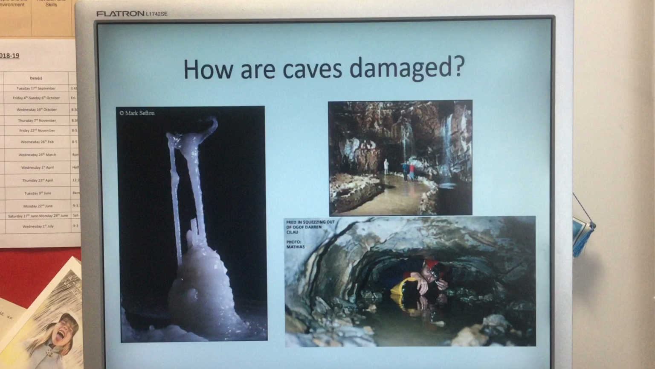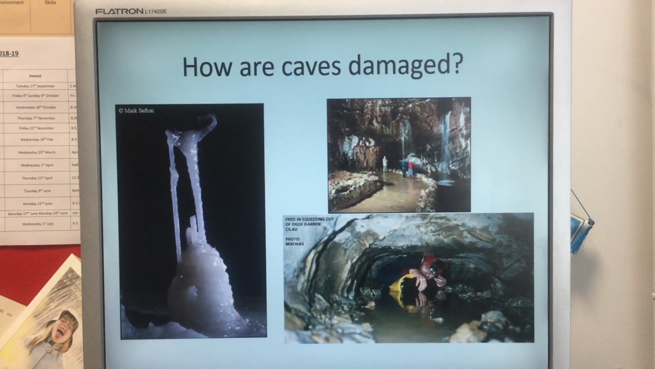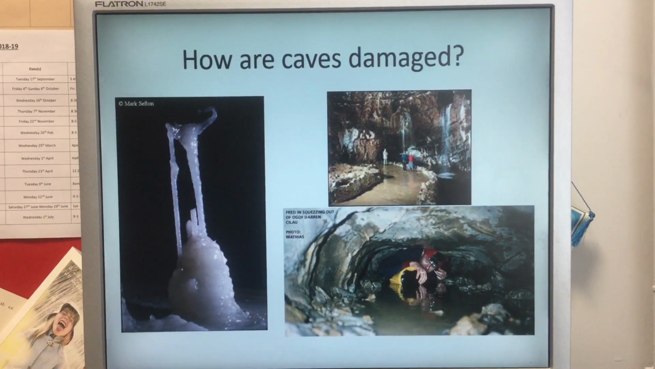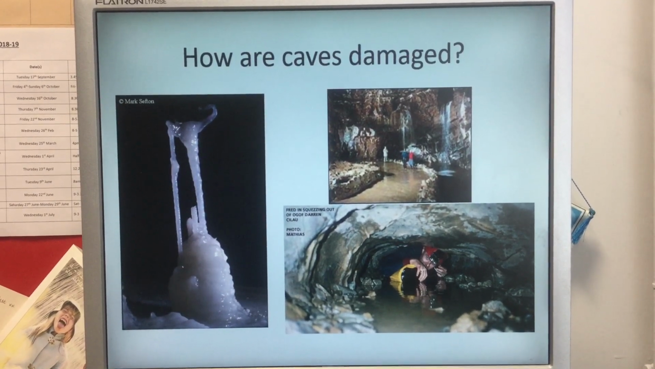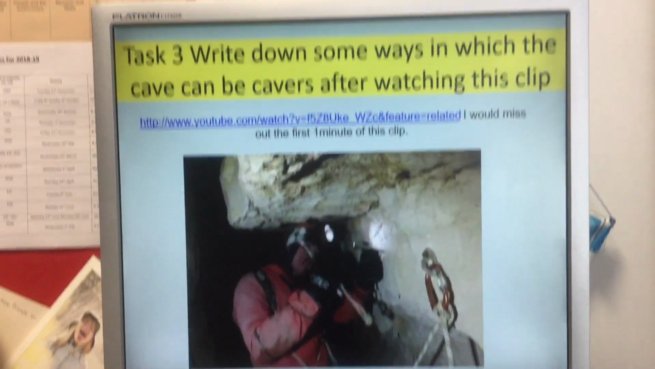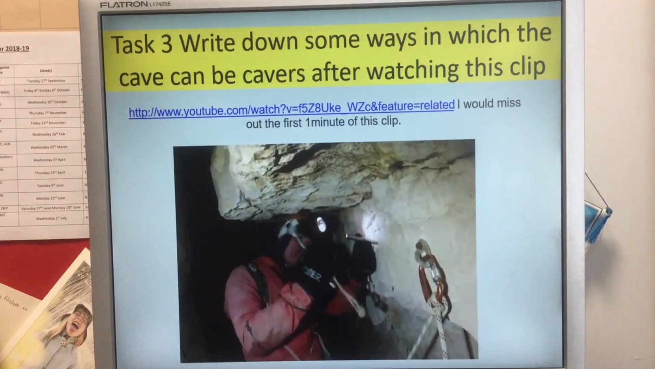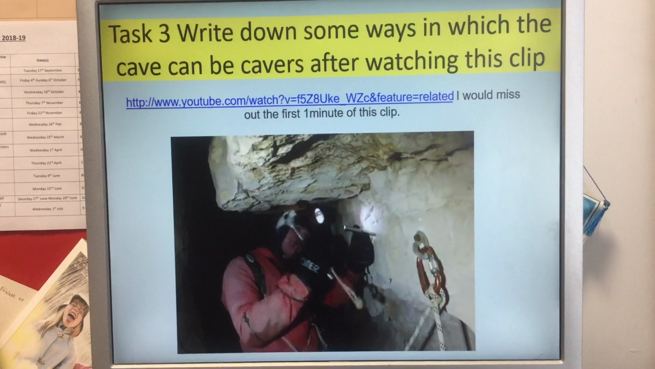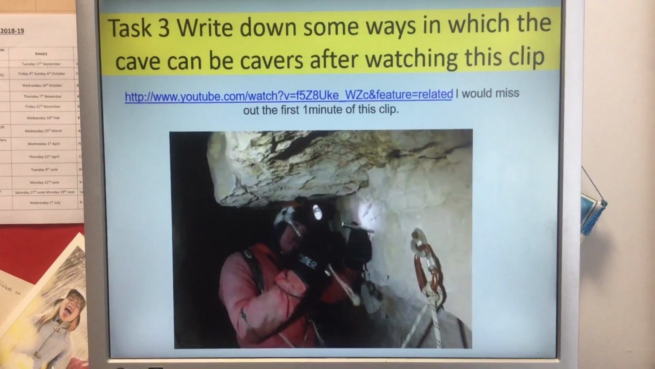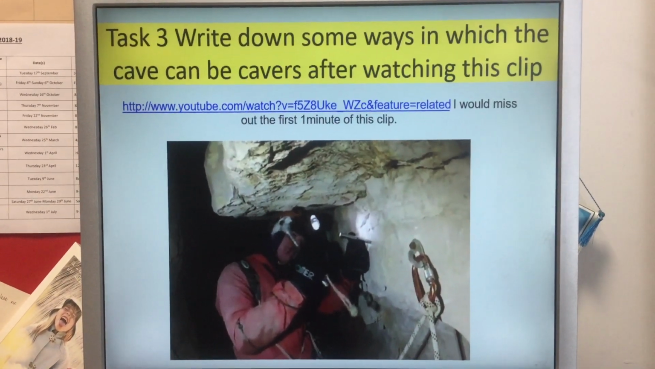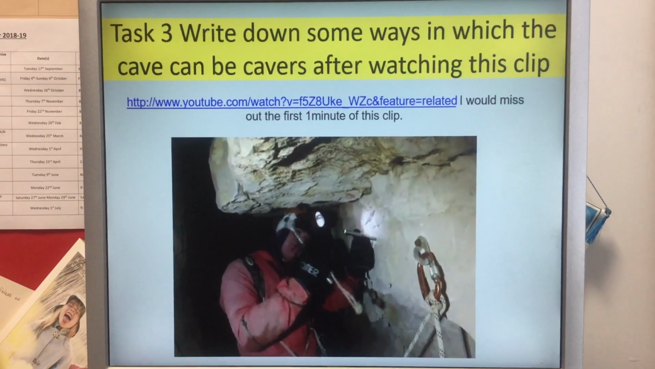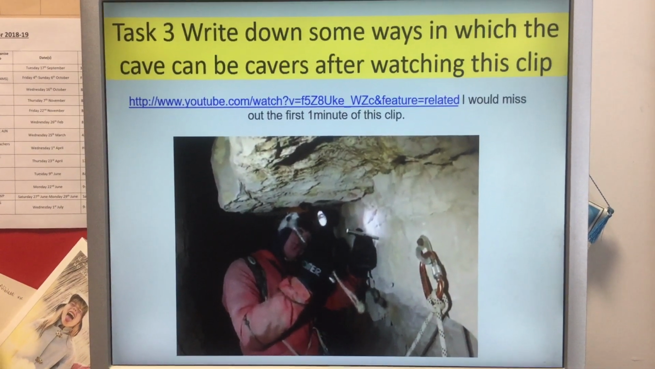And then the next bit we come on to is, how are caves damaged? So these are just some pictures of people going into caves. And basically what we're going to do to start with is write down some ways in which you think caving or cavers could damage this landscape. So again, in your book, write down some ways in which you think caves might be damaged. There's a YouTube clip here again.